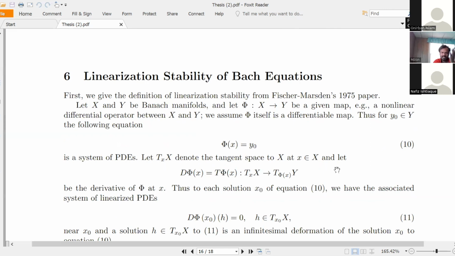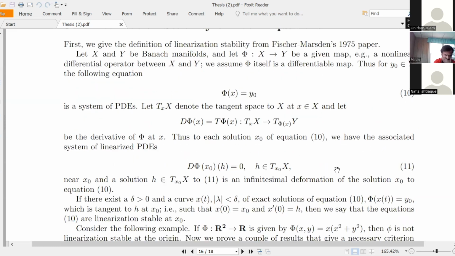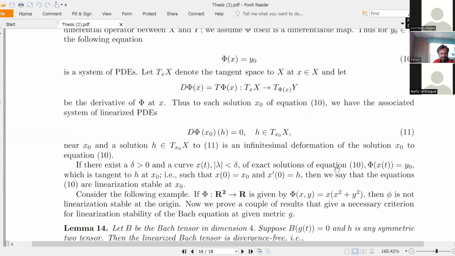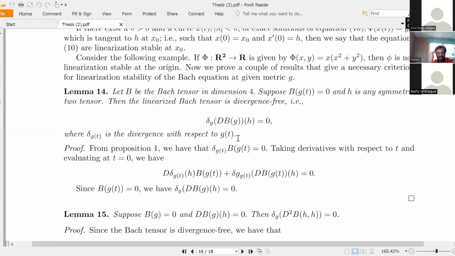Then I proved the linearization stability for the Bach equation. I'm skipping the definition, I believe you guys know the definition. So I proved a couple of results. So this is my real research. Like B is the Bach tensor in four dimensions. Suppose your B is zero. g_t is a one parameter family of metrics, and if h is any symmetric two-tensor, then if you apply the symmetric tensor to the linearized Bach tensor and you take the divergence, that guy is zero.